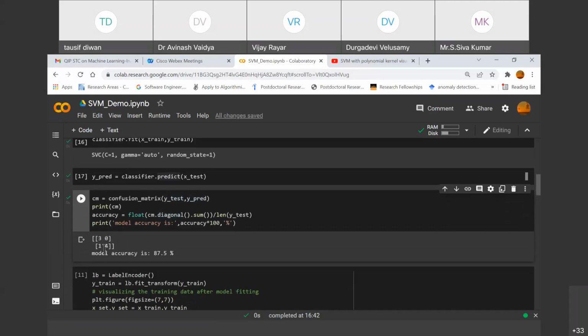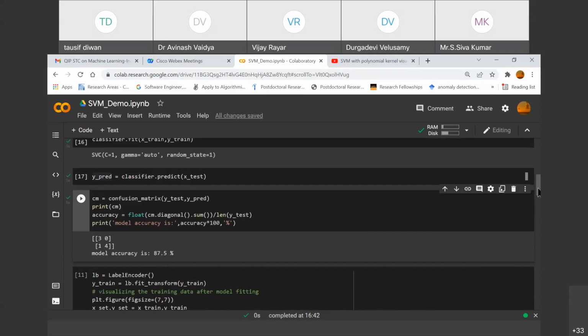Total how many entries are there over here? This print CM: 3, 4, 1 and 3, 0, 1 and 4. So total 8 values are there. And how many values are there in the test set? Total 8 values, because 20% of the data is used as test data and 80% is used as training data. See, the model accuracy that we are getting over here is 87.5.